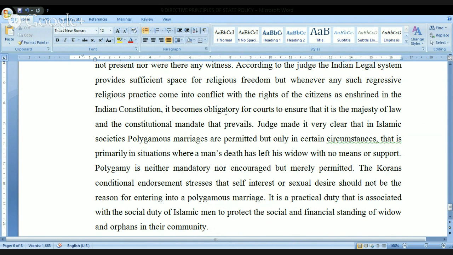The Quran's conditional endorsement stresses that self-interest or sexual desire should not be the reason for entering into a polygamous marriage. It is a practical duty that is associated with the social duty of Islamic men to protect the social and financial standing of widow and orphans in their community. It's a beautiful judgment that is given by the court.